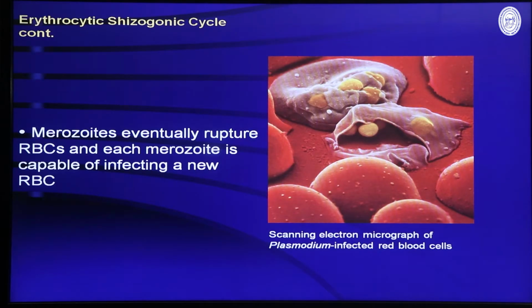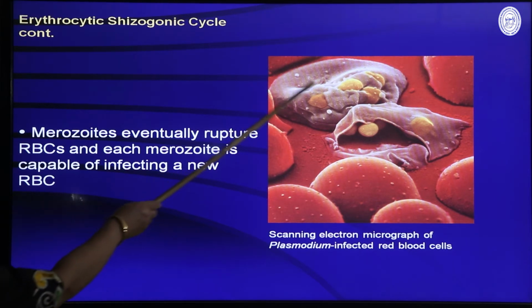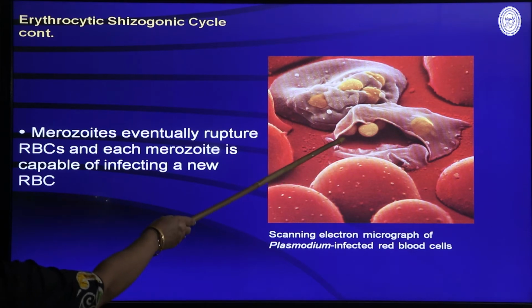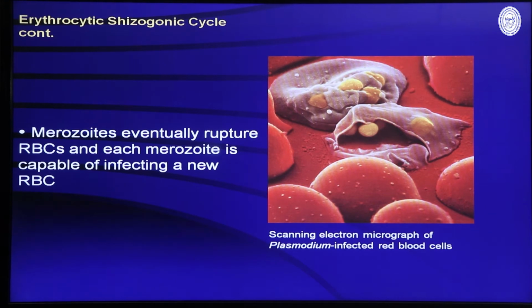Now this is a picture of an electron microscopic study. You can see how the RBCs are laden with the schizonts, the merozoites, and this is when the RBCs are ruptured open, the merozoites are liberated out, and they are capable of infecting the other RBCs.